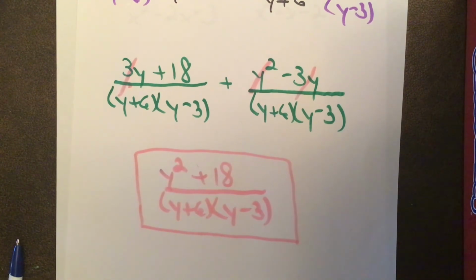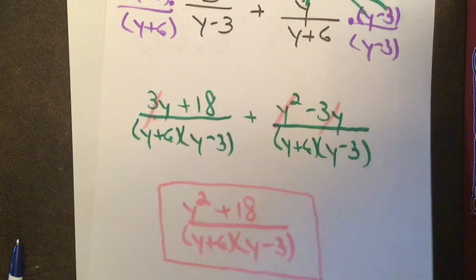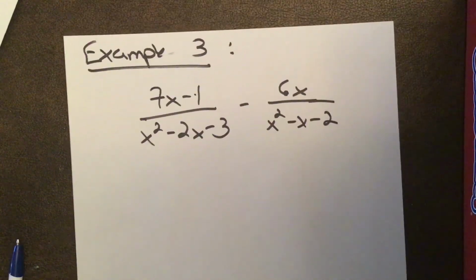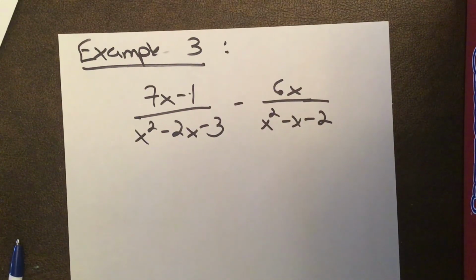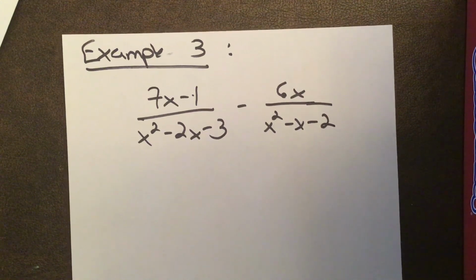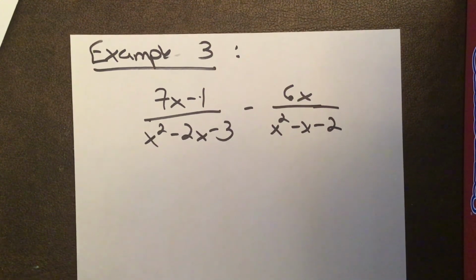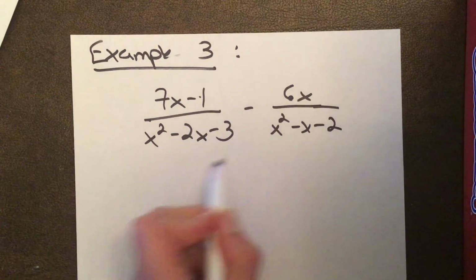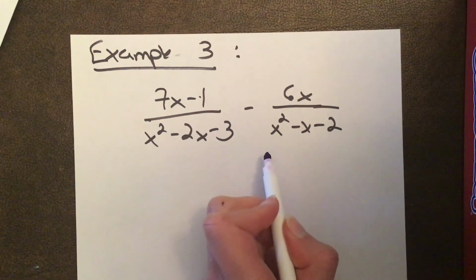Okay. Now we're going to do one more where we got to do a little bit more work. So here's our last example. 7x minus 1 over x squared minus 2x minus 3, and 6x over x squared minus x minus 2. Okay, so for this one, in order to get the common denominator, we first have to factor both our denominators.